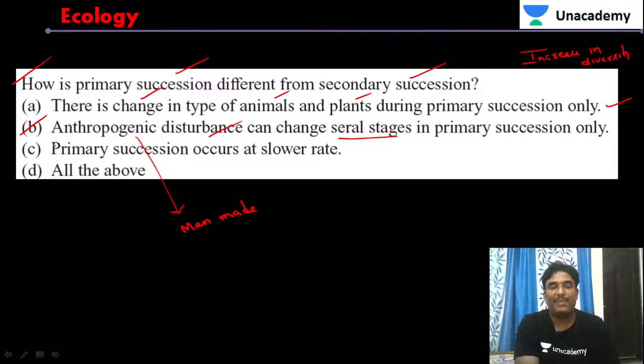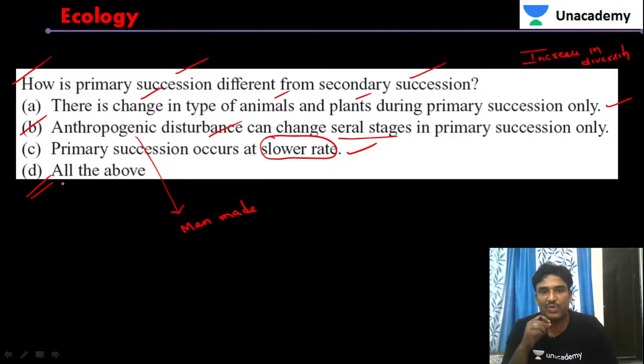Then out of primary succession and secondary succession, which is the slower rate? That was the question. So primary succession takes place at a slower rate. No, that is a right statement. So based on this, we will take option D as the answer. No doubt, option D is the right answer, students. That is the reason. So we will take option D as the right answer in this case. So let's move to the next question.